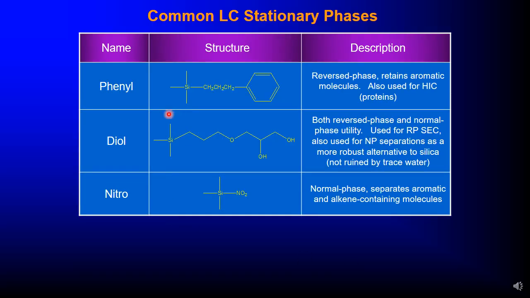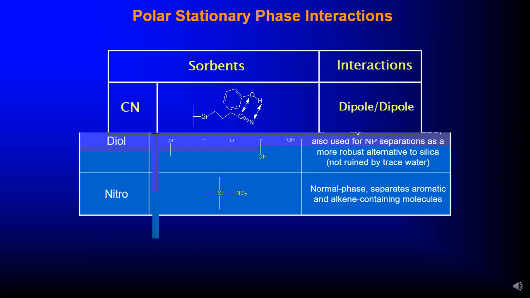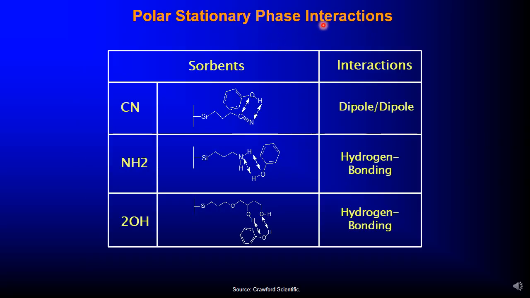So continuing, the phenyl, that is also for reverse phase, retain aromatic molecules. Then we have diols, both reverse phase and normal phase utility. Then we have nitro, normal phase, separate aromatic and alkene containing molecules. So polar stationary phase interactions. So these are just generally the interactions that happen.